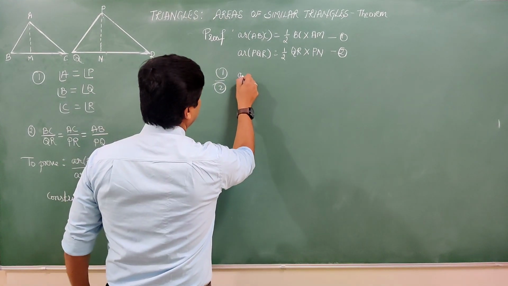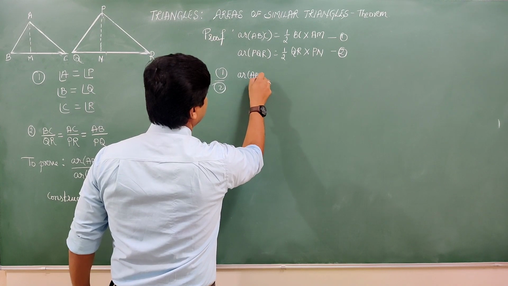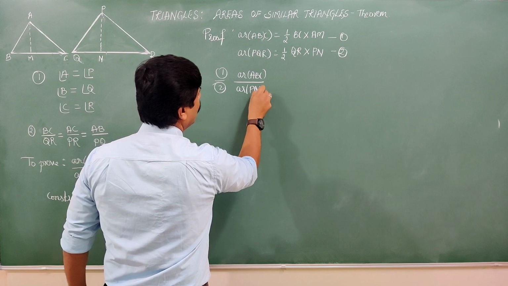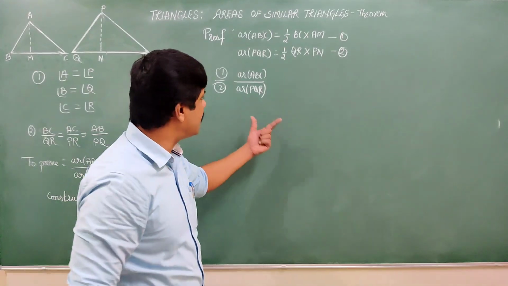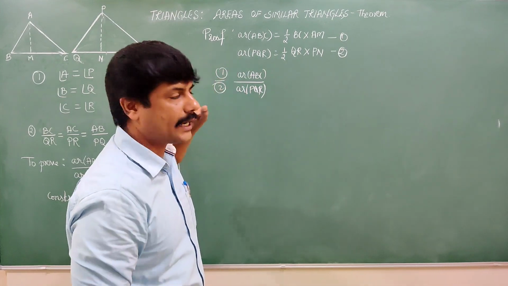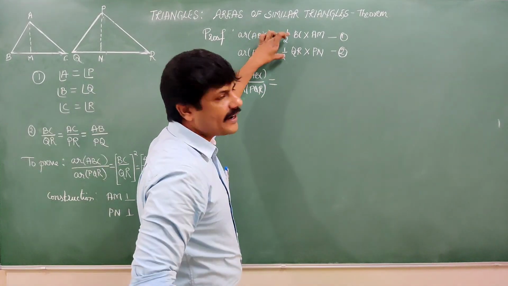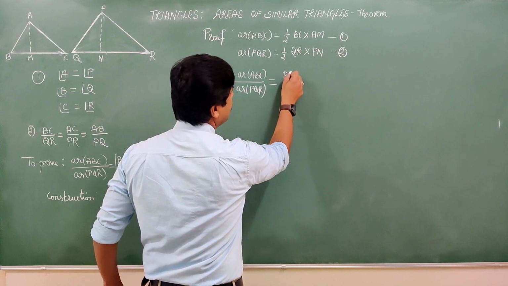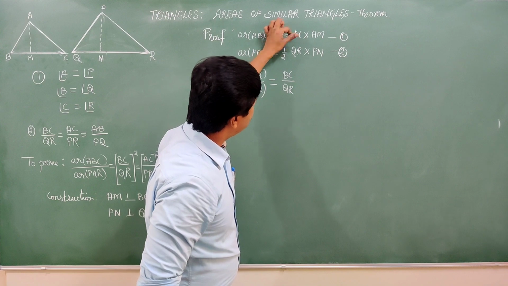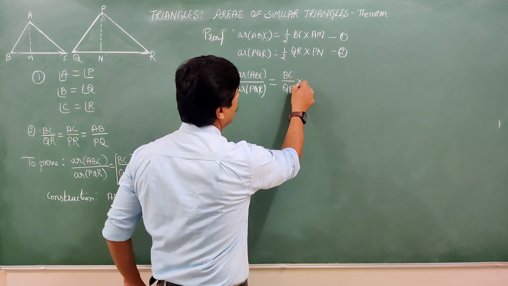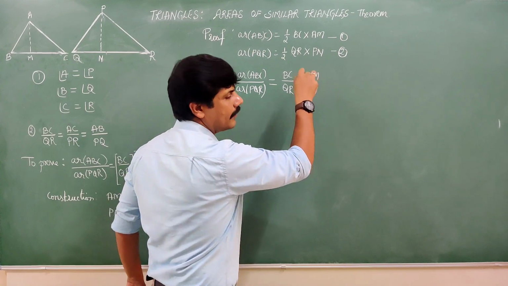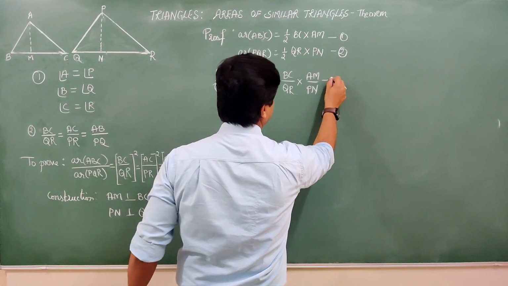So that area of ABC divided by area of PQR. This is the first part of the statement, the ratio of areas of two triangles. Half and half get cancelled. Remaining is BC by QR into AM by PN. Mark this.